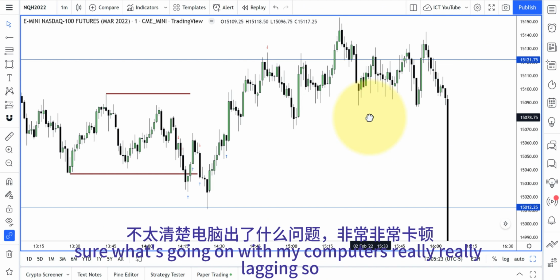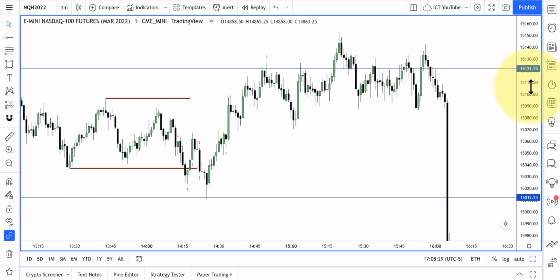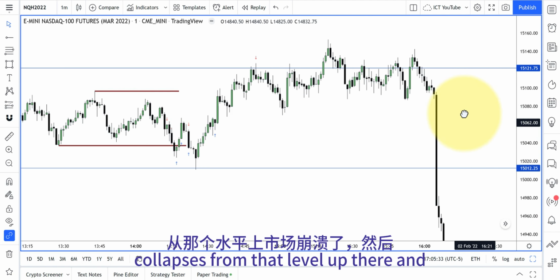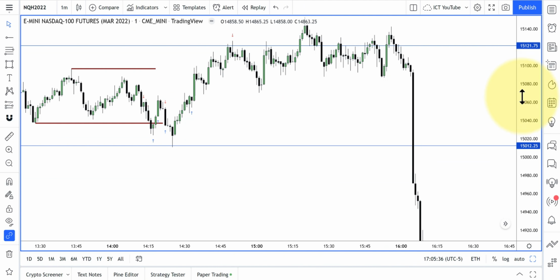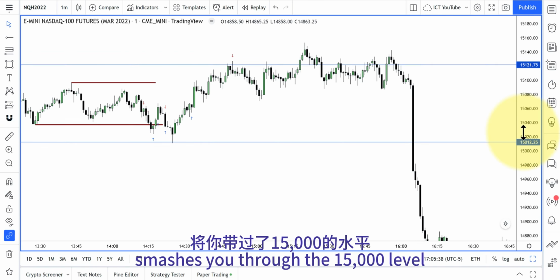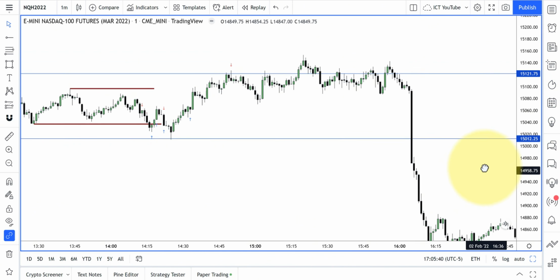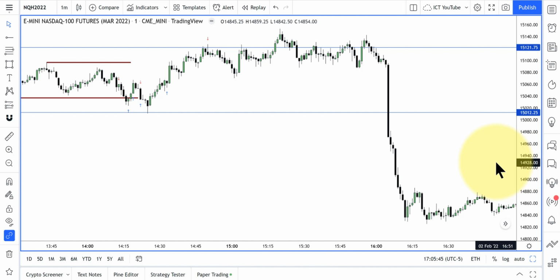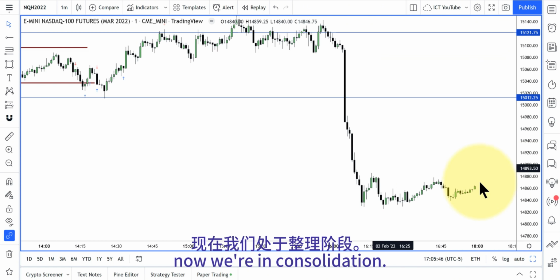Not sure what's going on, but my computer is really, really lagging. So the market collapses from that level up there and smashes through the 15,000 level, through the 14,009, and now we're in consolidation.